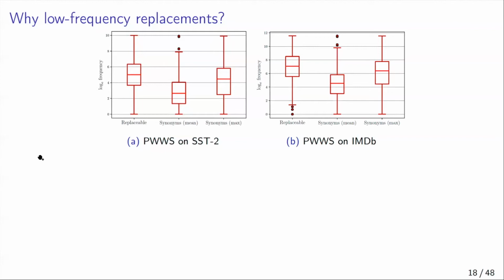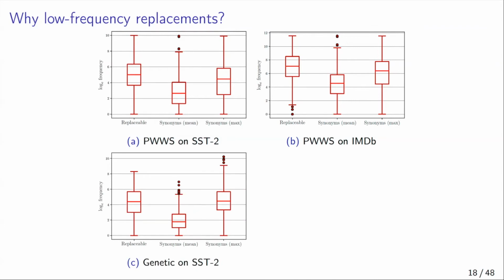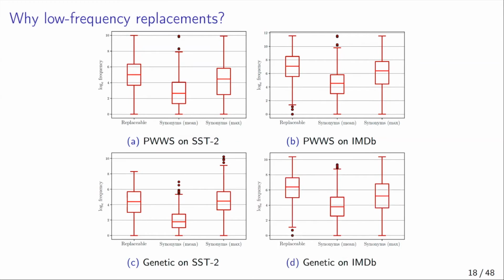This generalizes across configurations here again. So this would be FGWS on the other data set, IMDb, where we also see that difference: we have the distribution of replaceable words, and then the one of the mean synonyms, as well as the maximum synonyms. And we have a similar picture here for the genetic attack on SST2 and the genetic attack on IMDb as well. So this gives an intuition and explanation of why these low frequency replacements exist.